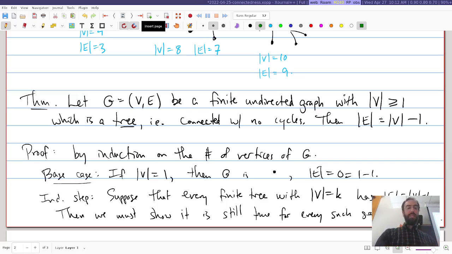And I guess the way we're going to prove it is slightly sneaky because, if you just look at what the theorem says, if you tried to write down the theorem in formal propositional logic, it would say for all graphs, if the graph has at least one vertex and it's a tree, then number of edges equals number of vertices minus 1.